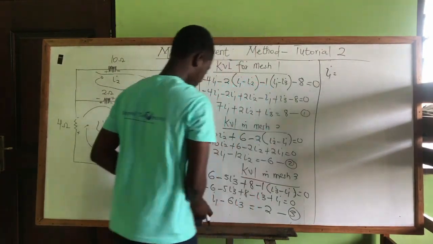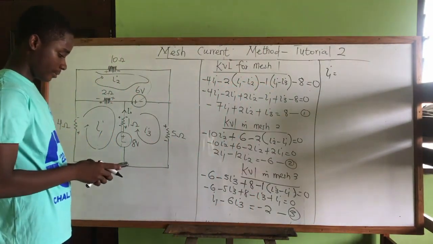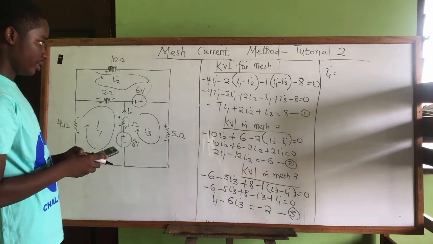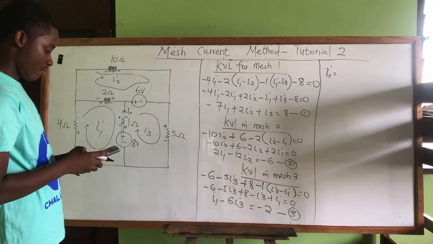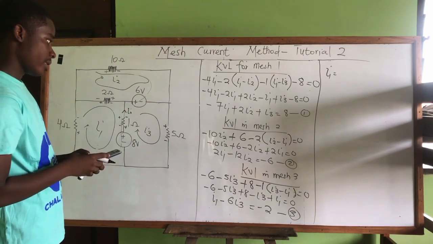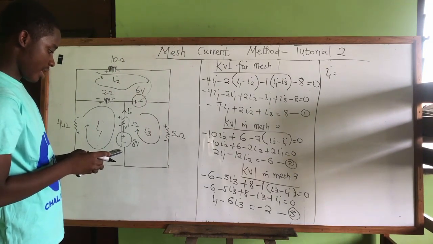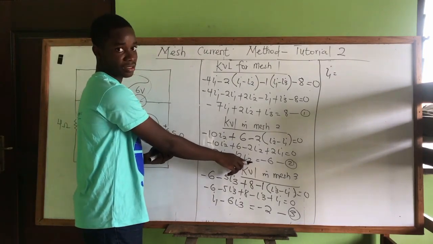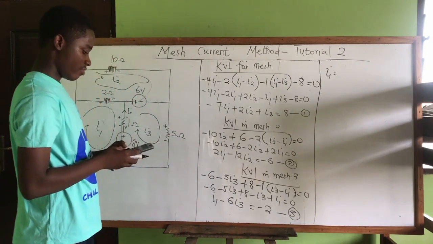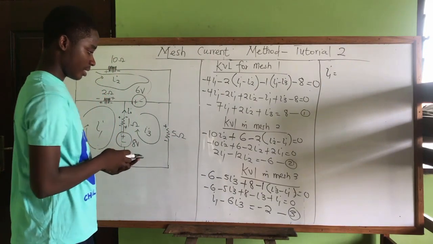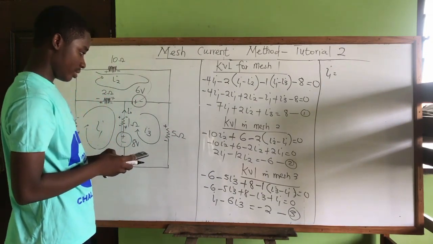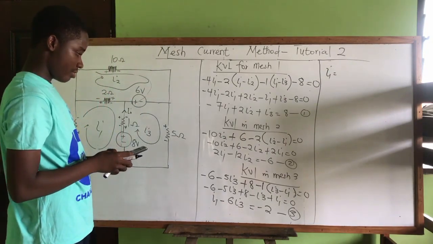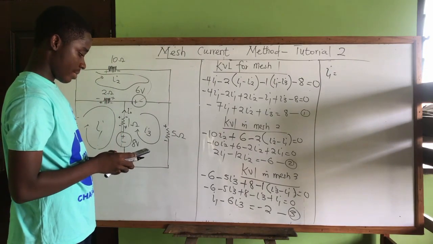So solving this simultaneously, let me use the calculator. Equation 1 is minus 7, 2, 1, 8. Equation 2 has 2, minus 12, 0, and I3 here is 0. Then we move on to the third: I1 is 1, the I2 coefficient here is 0, and then minus 6, minus 2.